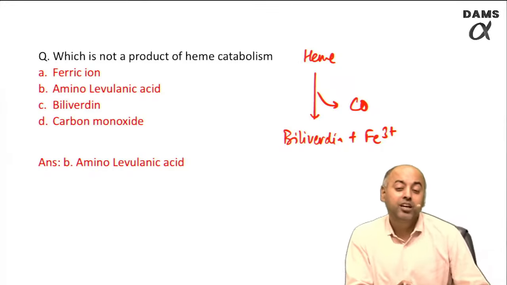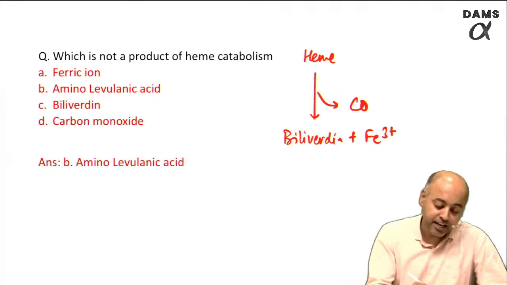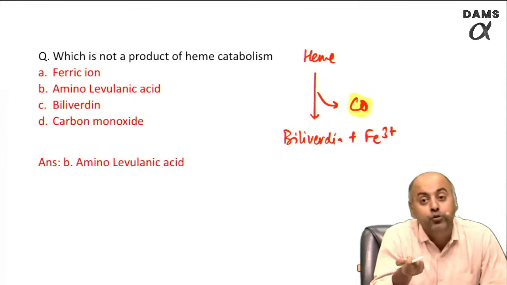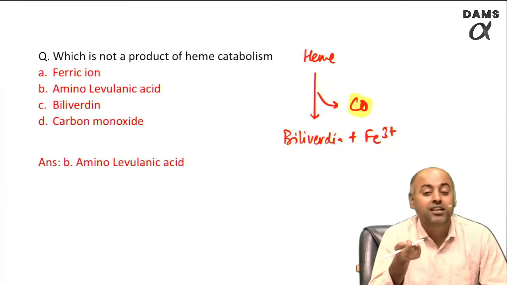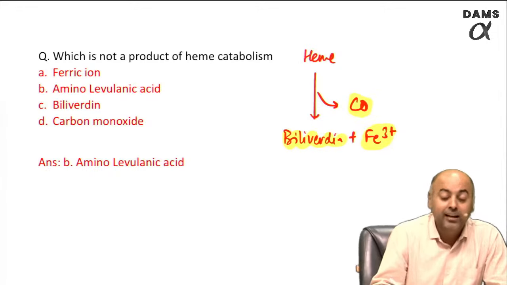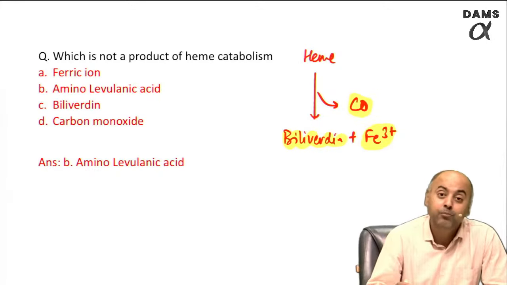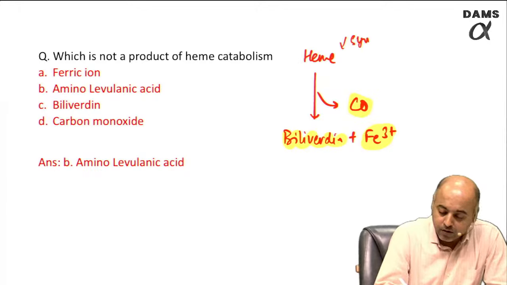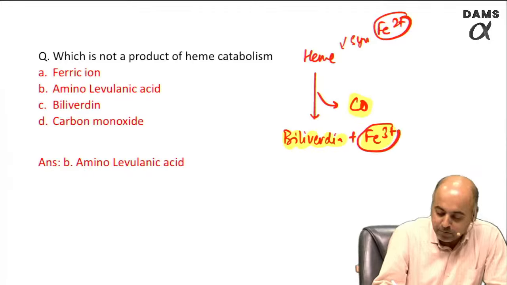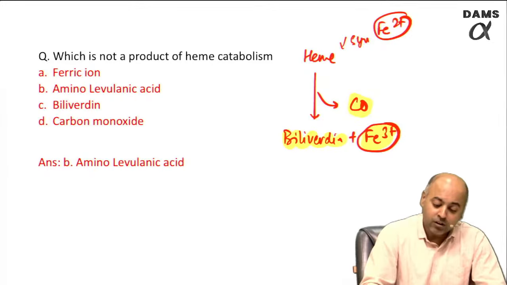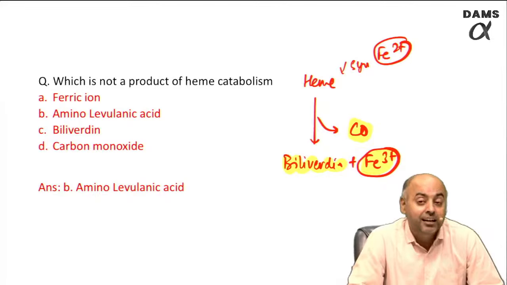The breakdown of heme is probably the only physiological reaction where carbon monoxide is physiologically produced. Okay, that is why this reaction is important. Heme breaks down into biliverdin, releases the ferric iron and carbon monoxide is produced. When we produce the heme during synthesis, we actually use the ferrous iron. During synthesis we require the ferrous iron, but when you do the breakdown, at that point it is the ferric iron which is being released.